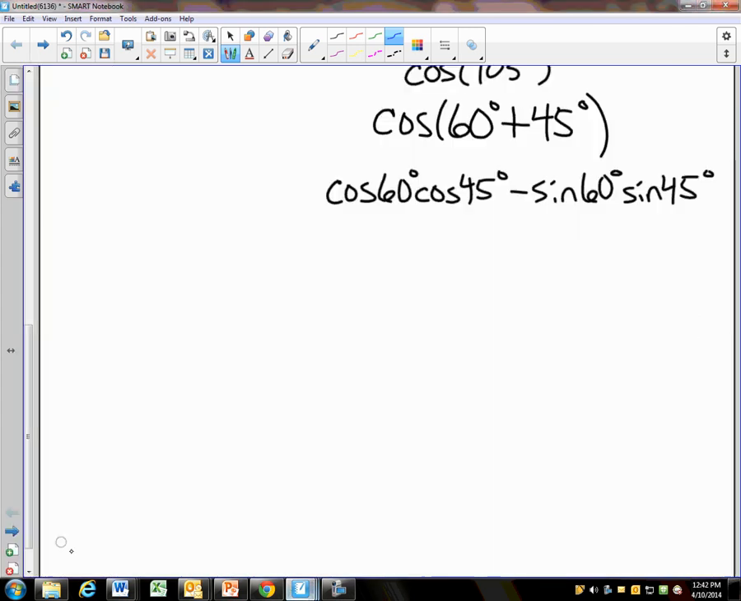Is it cheating to tattoo it on your arm? Yes. Okay, cosine of 60 degrees.